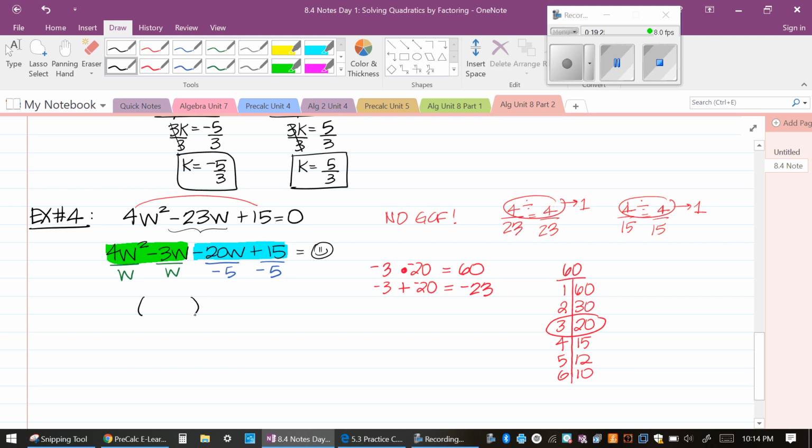In your binomials, you're going to put the first GCF with the second GCF, and then you're going to divide to find the remainders. 4w squared divided by w would be 4w. Negative 3w divided by w would be negative 3. Now we'd be done if the problem asked us to just factor, but we are solving. So now I'm going to set each of these factors equal to 0.